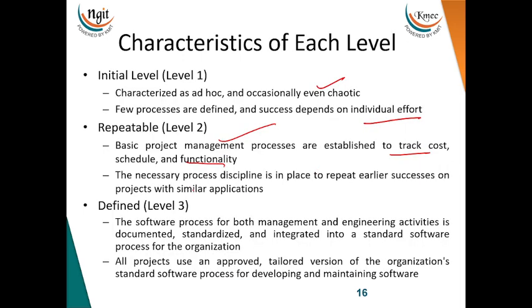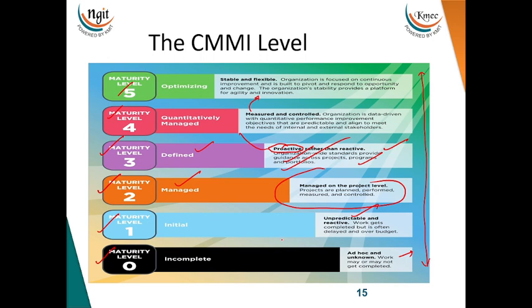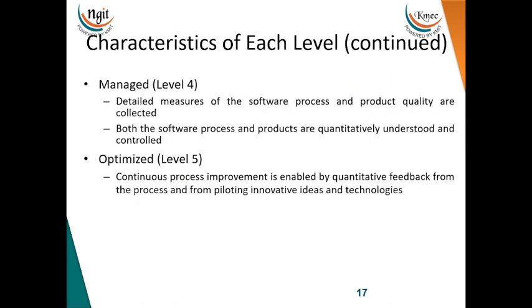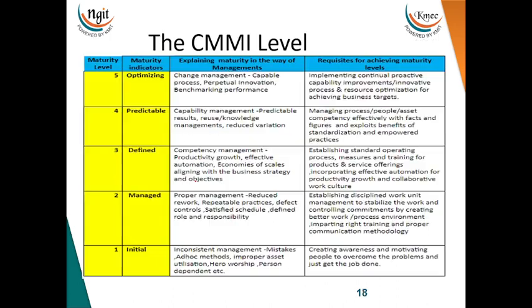Level 2 brings the necessary process discipline. Level 3: the software process, both management and engineering, active documentation, standard integration, standard software come into existence. This becomes proactive. Then management comes into detailed measurement of the software process, quality, and everything. Then level 5, continuous process improvement is there.